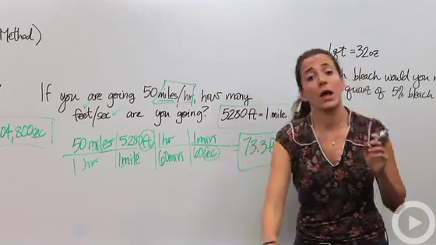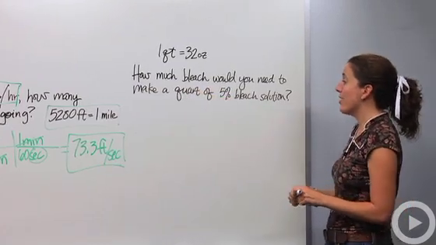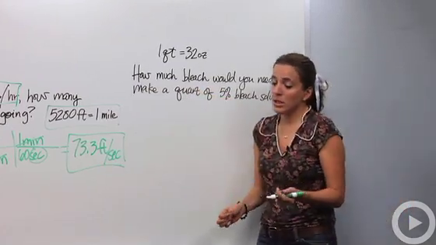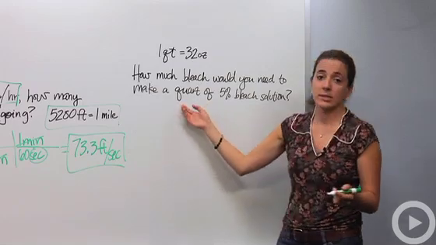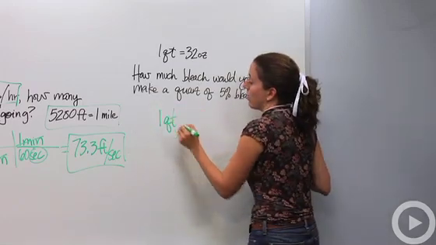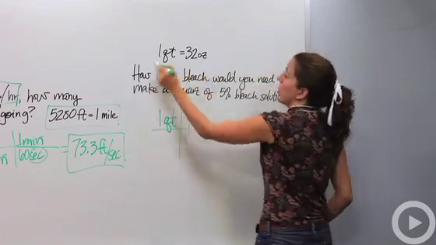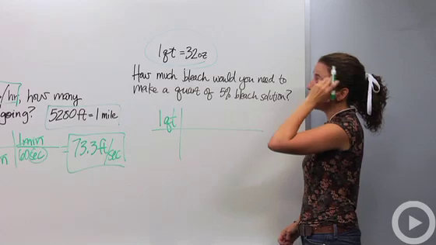All right, let's do something that deals with chemistry. One question is, how much bleach would you need to make a quart of 5% bleach solution? Our given is that we want a quart of this. So I'm going to say our given is 1 quart, and always start with your given. I know that 1 quart is 32 ounces.